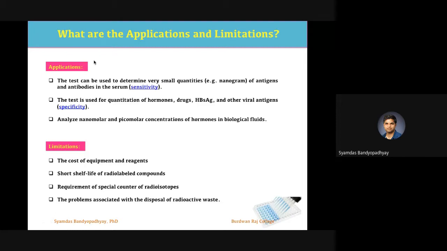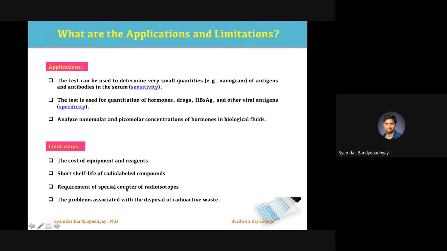Now you have certain limitations also. There are certain limitations of radioimmunoassay. For example, the first is the cost of the equipment and reagents. That means you have to spend a lot of money to set up such a system in your laboratory. And then you have the shorter half-life of the radiolabelled compounds. If you purchase these radiolabelled antigens, because they have a very short half-life, they will decay after some time. So that adds to the recurrent expenditure of your lab.